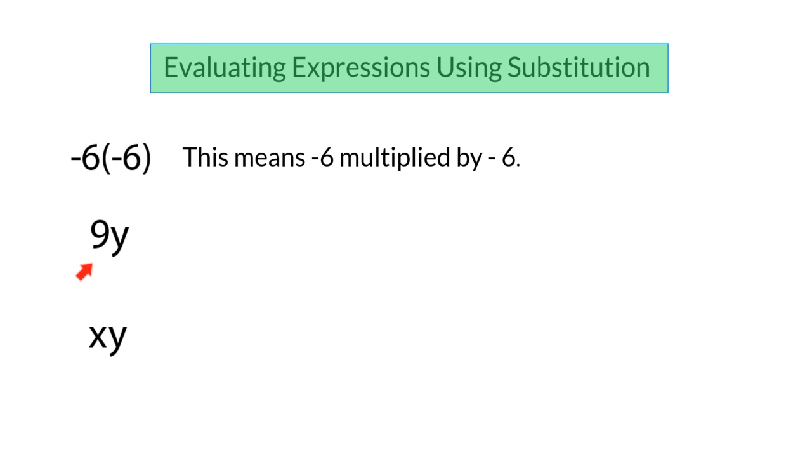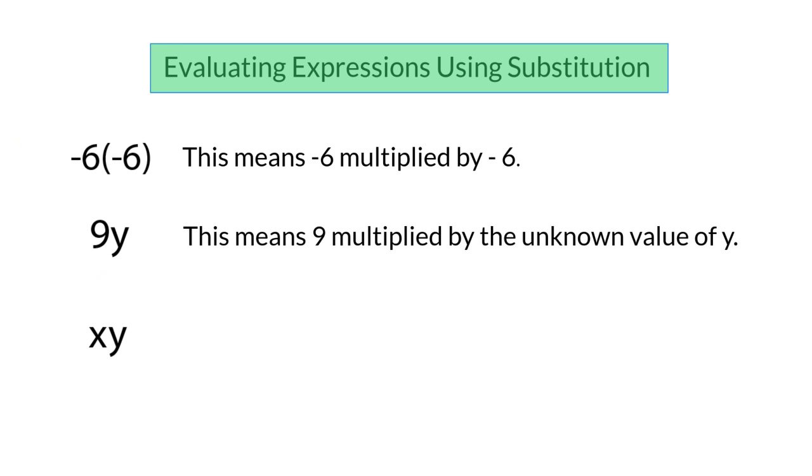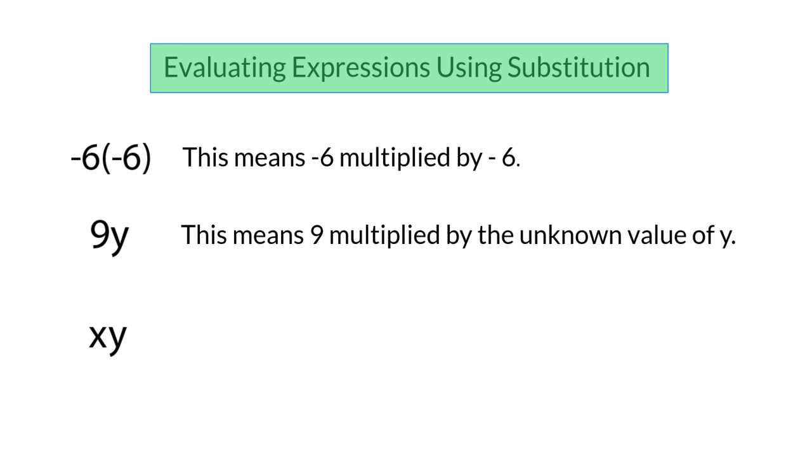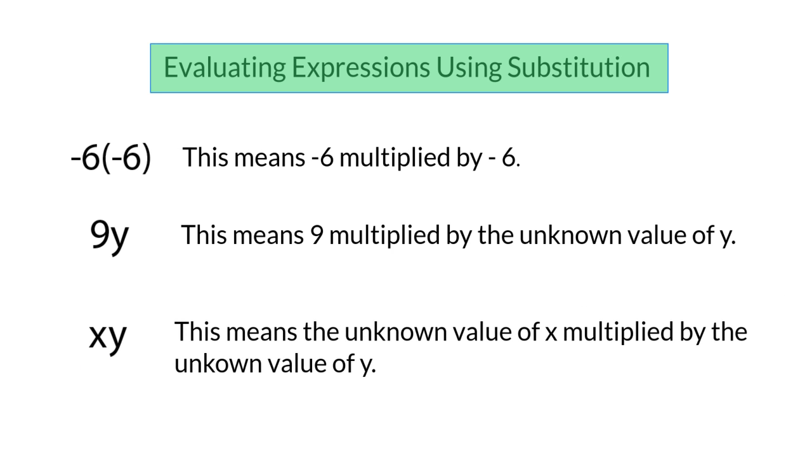The next one, here we have a number next to a variable, and this also means multiply. In this case, this means 9 multiplied by the unknown value of y. And then lastly, down here, we have x next to a y, so we have two variables next to each other. And in this situation, it also means multiplication. In this particular case, it would mean the unknown value of x multiplied by the unknown value of y. All of these things you are going to find useful when evaluating expressions and using substitution.